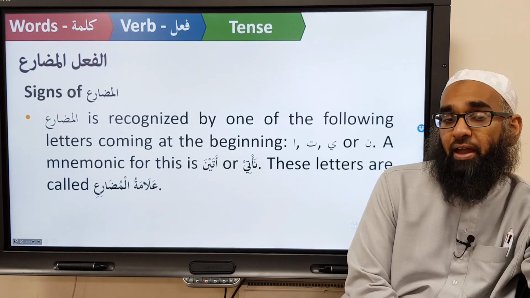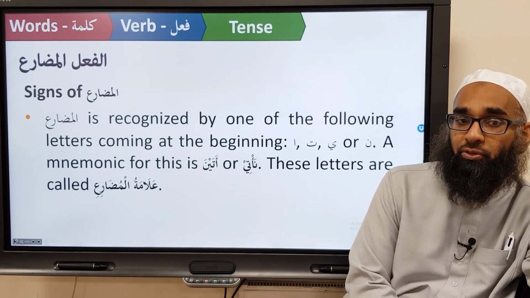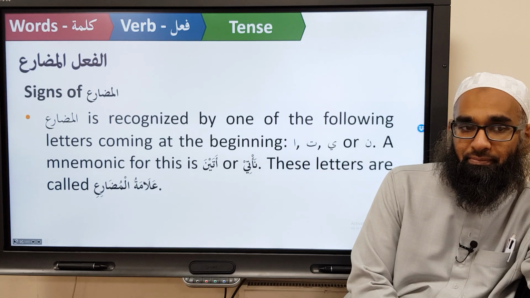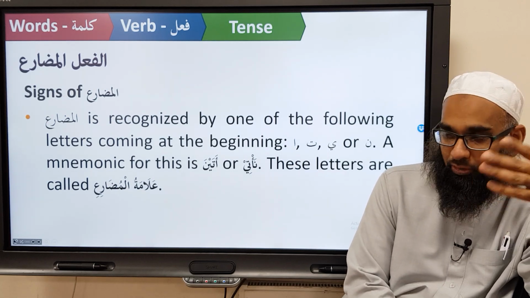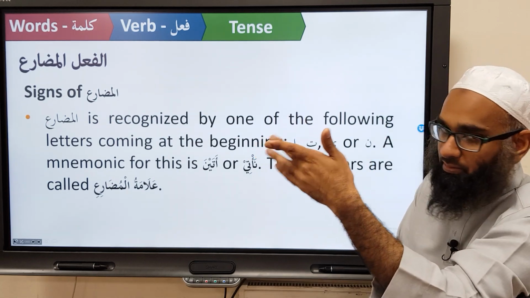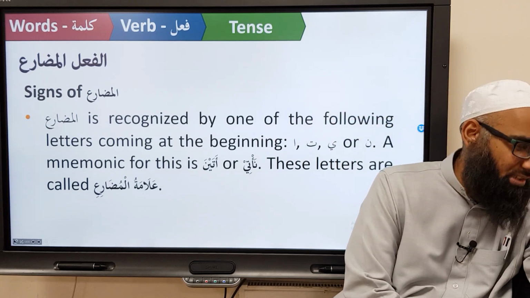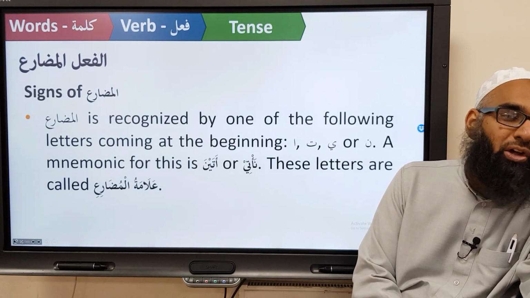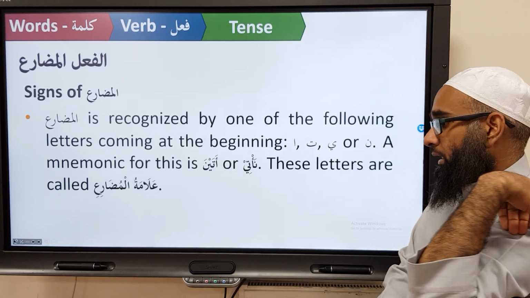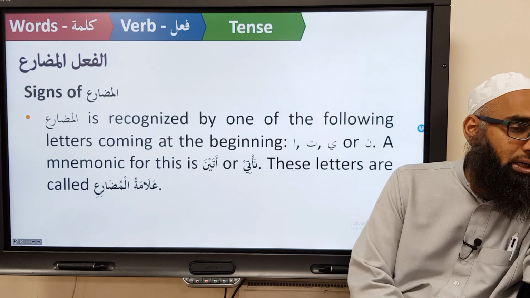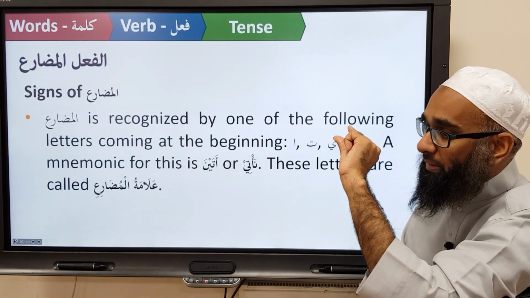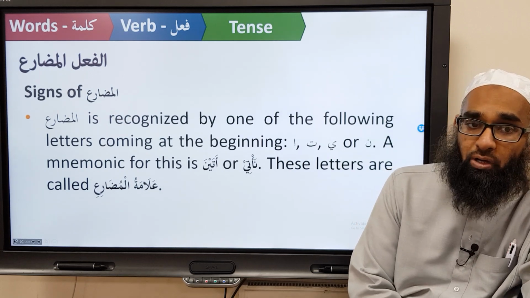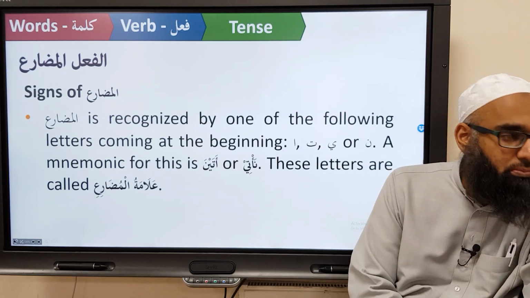But remember, not every word with one of these at the beginning will be mudari. For example, akala. Is that mudari or madhi? Madhi, akala. So if it has one of these, it could be mudari, but this is basic, because when you read the tasrif you know the tasrifat properly, so you know it's a mudari, not a madhi. So these are called what? Alamatul mudari. It's good to know this, because when it comes to different rules in Sarf later on, they will refer to it as alamatul mudari. You have to drop the alamatul mudari, or make the alamatul mudari madhmoom, whatever.